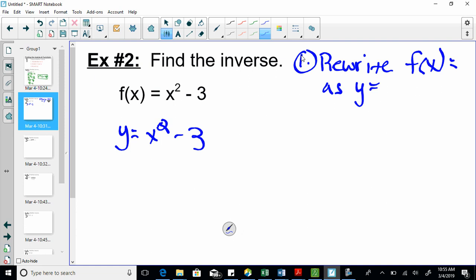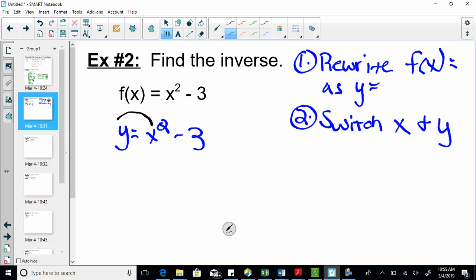And remember, the second step was to switch x and y. So now x and y are going to switch positions. So the y comes over here, and x will move over here. Remember, what's attached to it stays in the same spot. So the square does not move with that x. So it becomes x equals y squared minus 3.